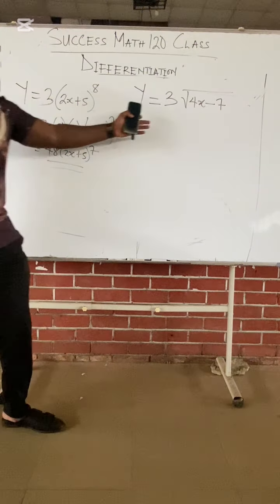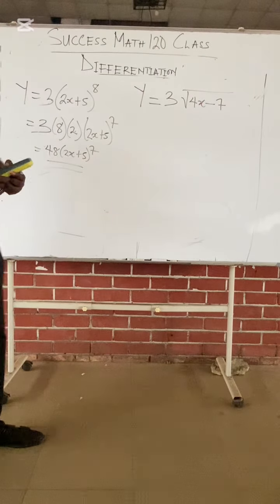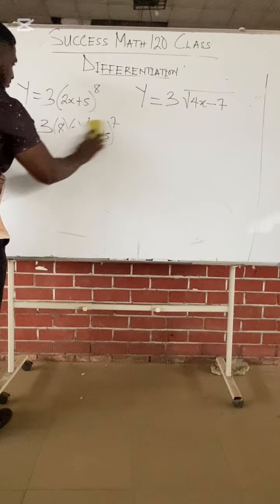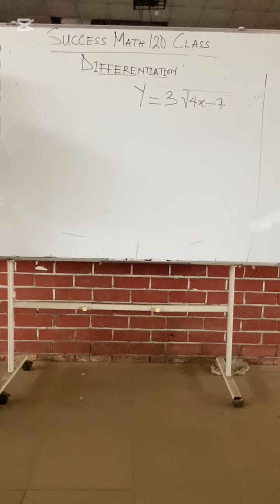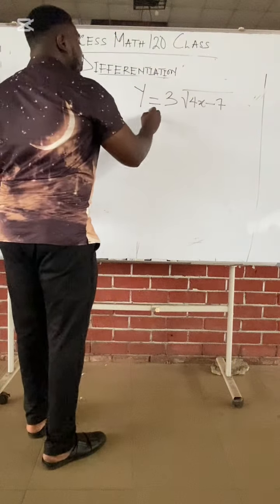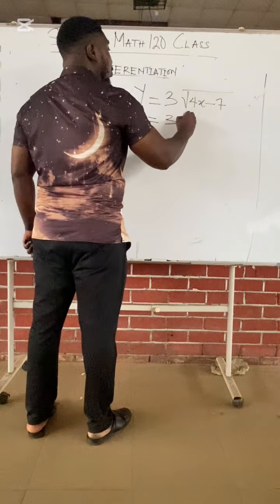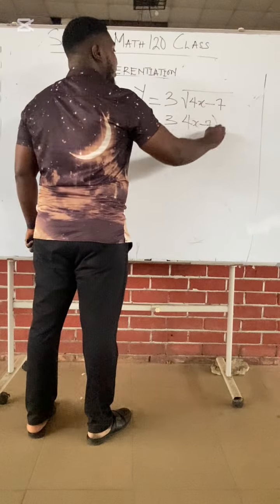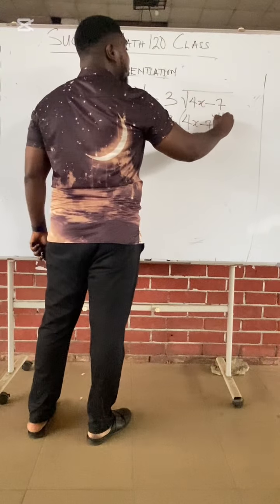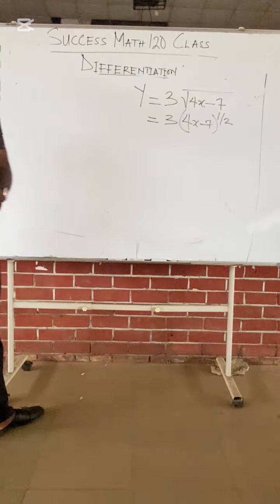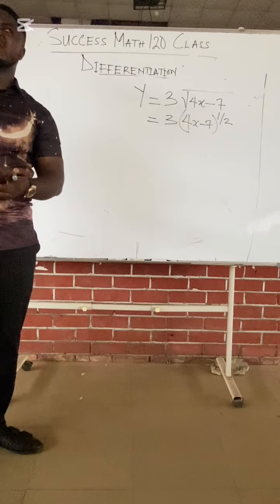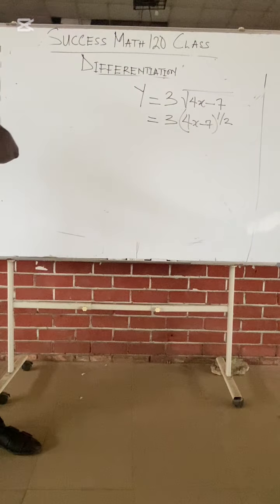Who is doing this class work already? Class, first things first, I expect you to change the square root to raised to power 1 over 2, right? Anybody's square root is that person raised to power 1 over 2. The square root of 4x minus 7 is 4x minus 7 raised to power 1 over 2.